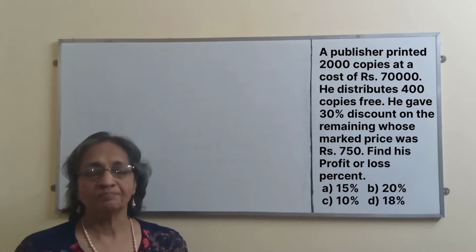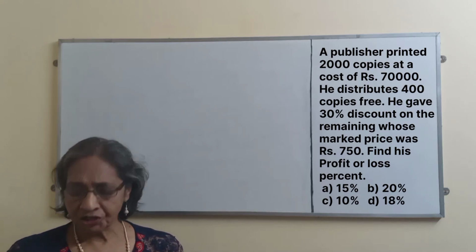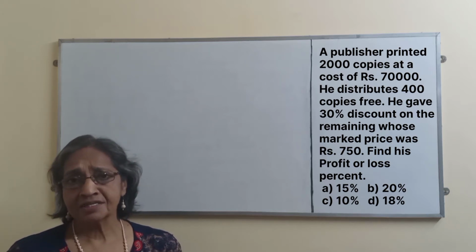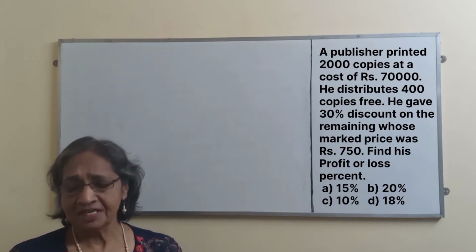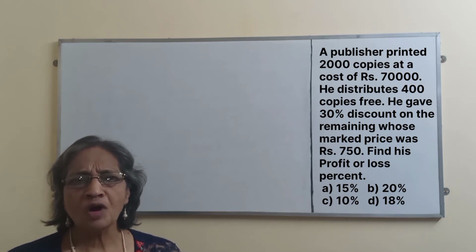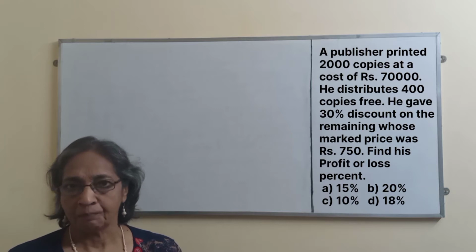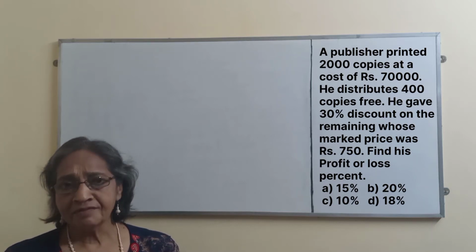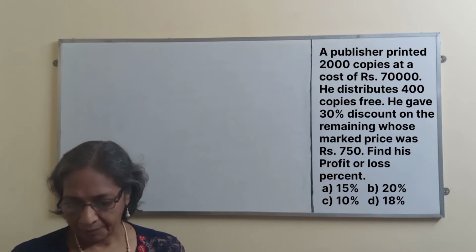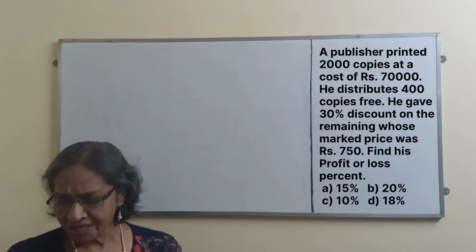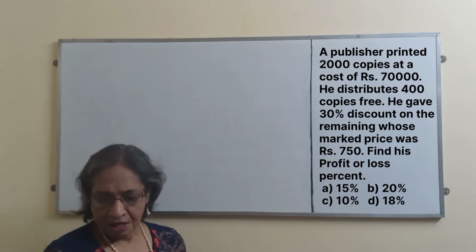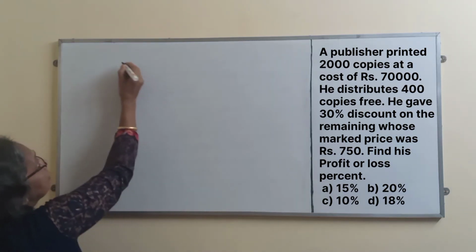Our first problem. A publisher printed 2,000 copies at the cost of rupees 70,000. He distributes 400 of them free, and he gave a 30% discount on the remaining. Now, what is his profit or loss percent? Alright? So now we see what we have.